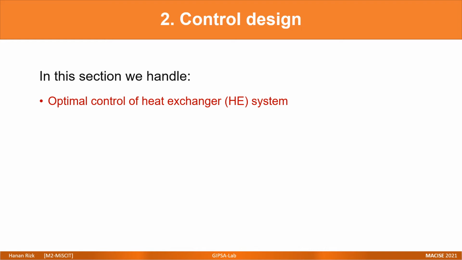So, in this section, we will design optimal control for the heat exchanger system through the following steps: deriving the necessary condition of optimality using calculus of variation, solving the system PDEs and the adjoint PDEs using the method of lines, proposing a gradient descent algorithm to solve the optimal control problem for the heat exchanger system, which has proved its effectiveness through the results we will show after.